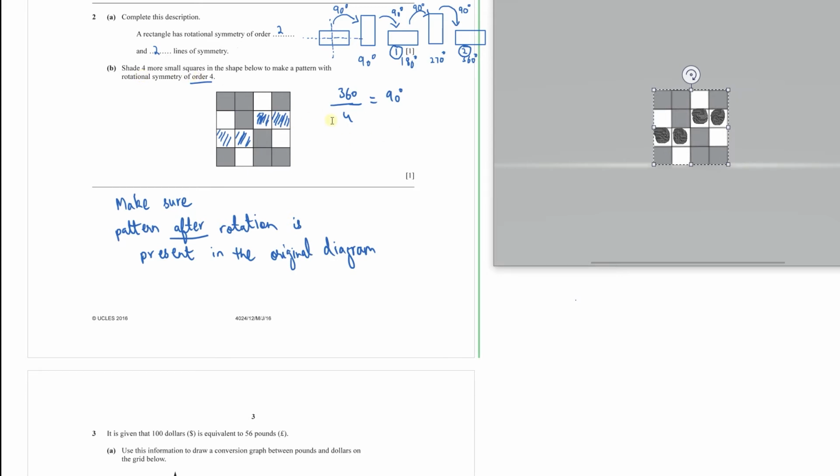So basically to solve these, you first calculate the angle after which the pattern will repeat, then rotate the diagram and make sure whatever boxes are shaded in the diagram after the 90-degree rotation are also shaded in the original one. So that will give you this rotational symmetry order 4.